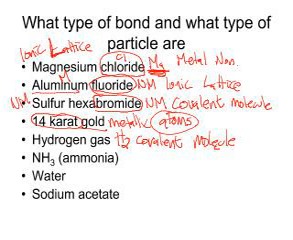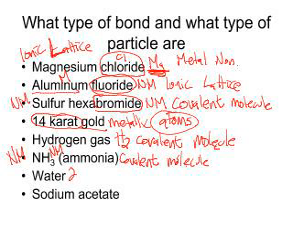Molecule. NH3, ammonia. Nitrogen, right-hand side, nonmetal. Hydrogen, left-hand side, but it's still nonmetal. So the type of bond is going to be sharing again, because 2 nonmetals make sharing covalent bonds. And the type of particle would be a molecule. Water, 2 nonmetals, molecule. We talked about that enough.